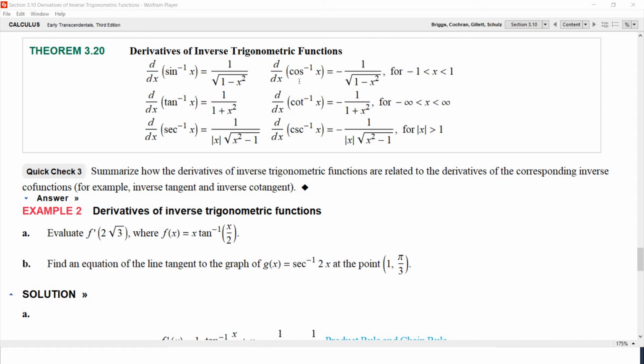Now notice the derivative of arccosine of x is very similar. It has a minus sign in front. And this is true for all x values trapped between -1 and 1.